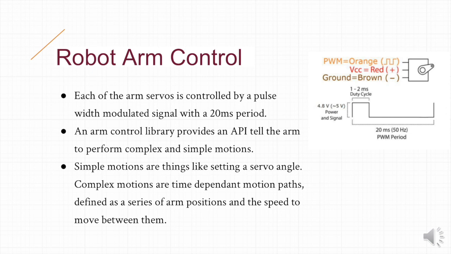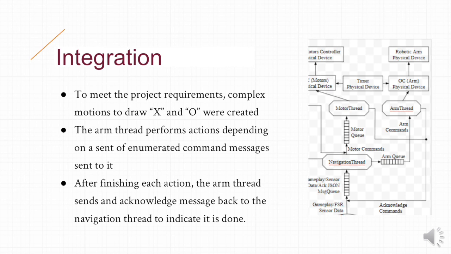An API to perform complex motions over time was also created, which leverages the lower level ARM libraries. In a complex motion, each of the servo angles is updated every 60 milliseconds over the duration of the motion to give the arm a smooth motion path without any jerky movement. To meet the specifications of the final project, complex motions to draw X and draw O had to be created. The movements to draw X and O are defined as a sequence of arm positions and the transition speeds between those positions in degrees per second.